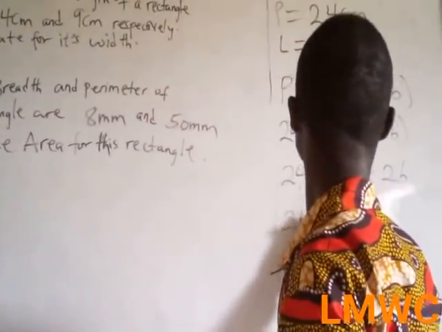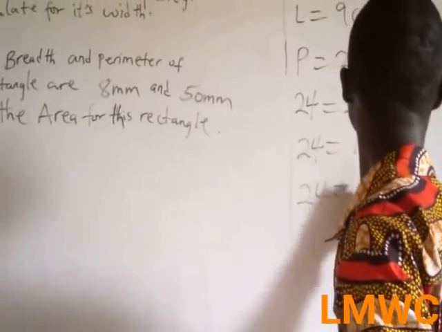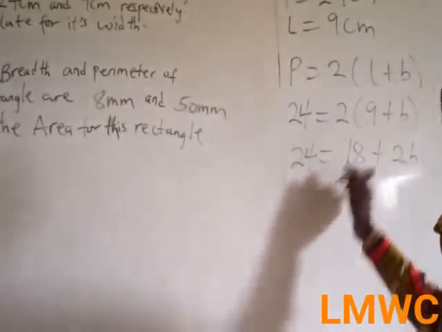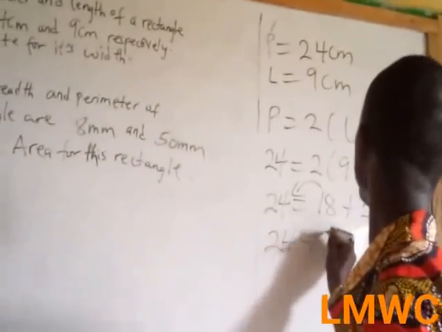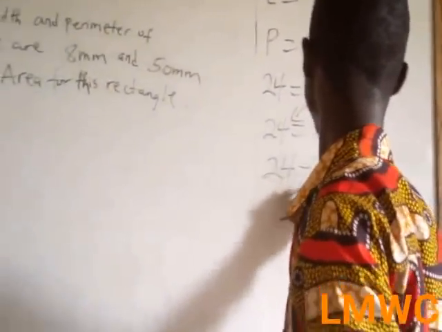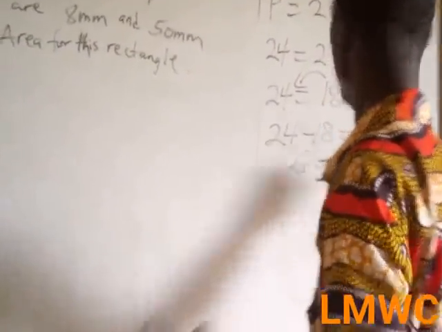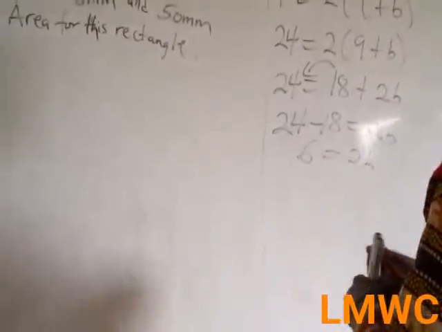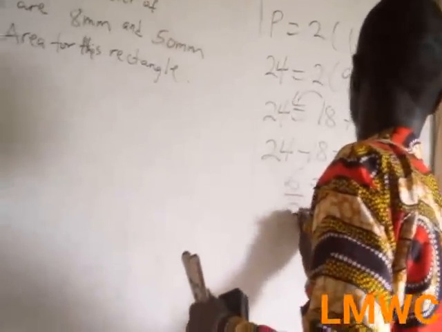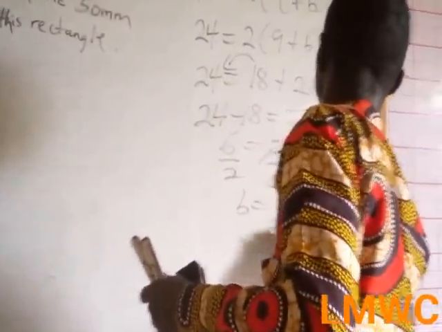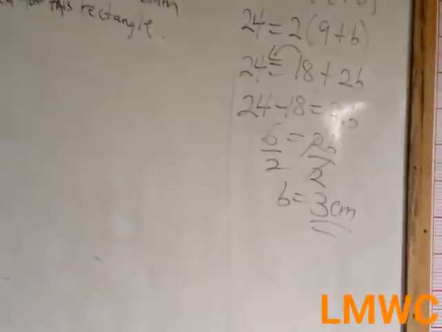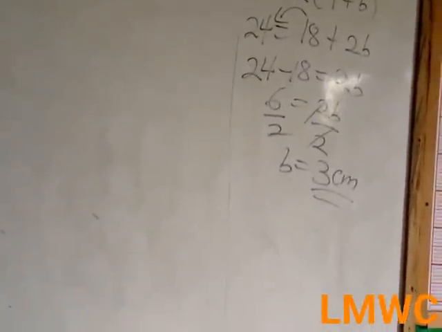So 24 is equal to 18 plus 2B. You group like terms, you move this to the left hand side. It becomes 24 minus 18 is equal to 2B. So 24 minus 18, we have 6 equal to 2B. You divide by the coefficient of B, which is 2. So we have B is equal to 3. So we have our breadth as 3 centimeters. So you can use the formula approach for this.